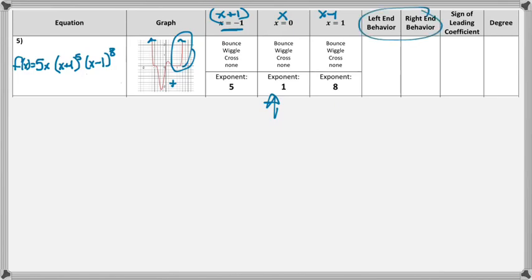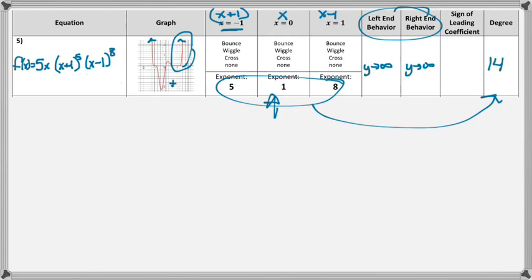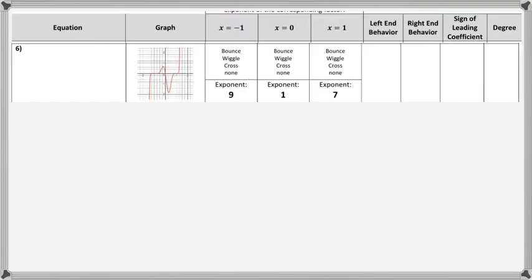Now, these two are just looking at the graph. Was I going to positive or negative infinity? There is nothing besides reading the graph that you have to do to get these two answers. They were going up, so they're going to positive infinity. The degree is the same thing we had before. You add those exponents. So 5 plus 1 is 6. 6 plus 8 is 14. And for them to be going up on both sides, we said that the leading coefficient had to be positive. Let's go on to the next one.